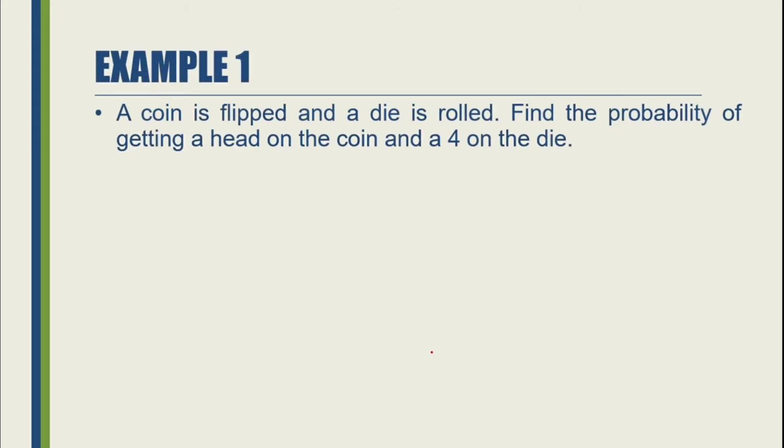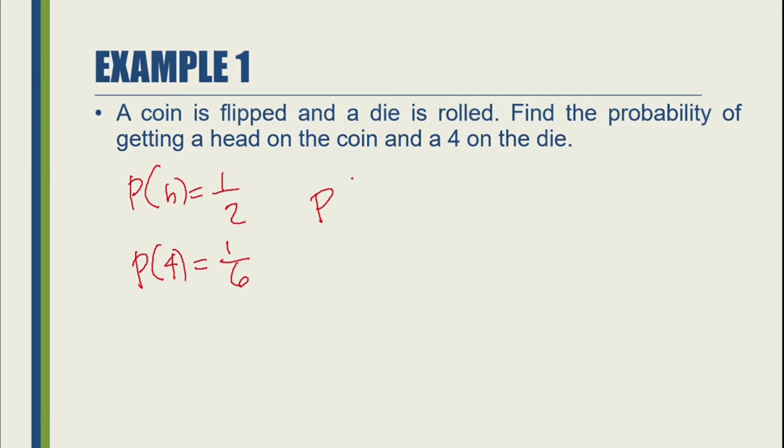Okay, so let's have example number one. A coin is flipped and a die is rolled. Find the probability of getting a head on a coin and a 4 on a die. So the probability of head is equal to 1 over 2, and the probability of 4 in a roll of a die is 1 over 6. So these are separate probabilities. It does not affect the occurrence of the second event.